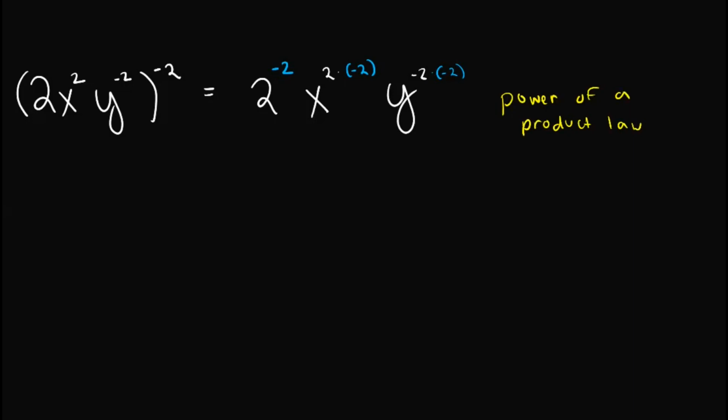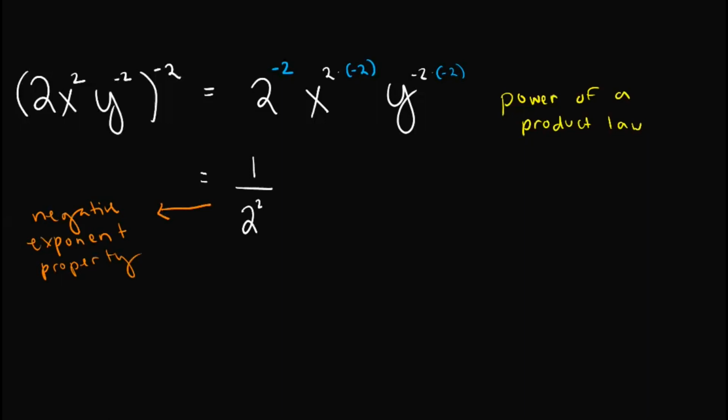And then we just proceed to simplifying this. First, 2 raised to negative 2 would become 1 over 2 squared. The reason being is because of the negative exponent property. That's how we achieve that one.